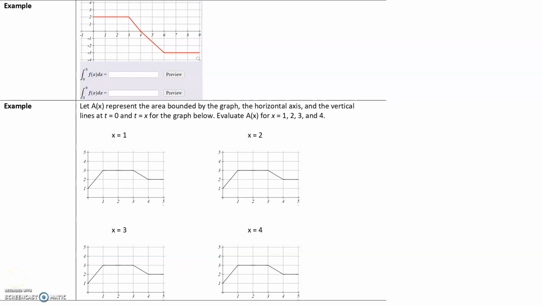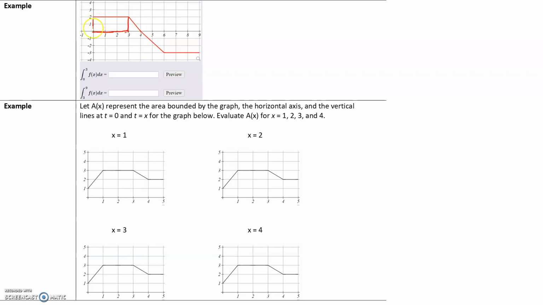Here's the next example. We want to find the integral. Now remember, the integral represents the area in between the function and the x-axis from 0 to 3 of f of x dx. F of x is a given function. So we're looking from 0 to 3. So we're looking at this area right here.